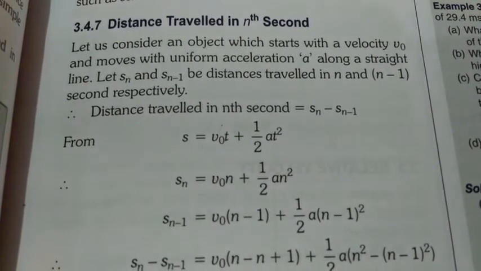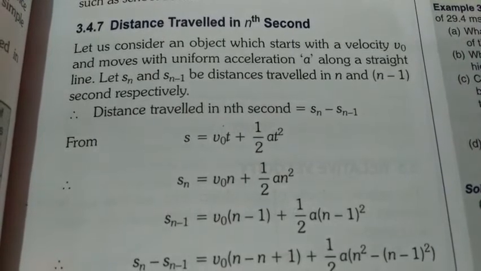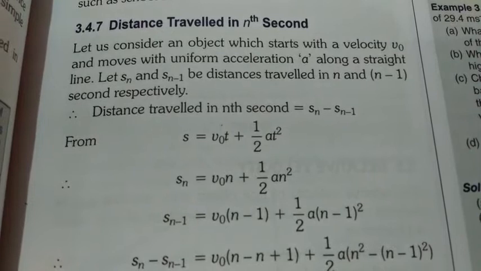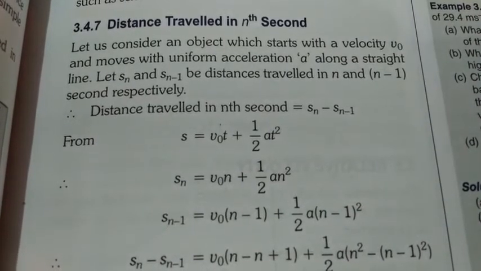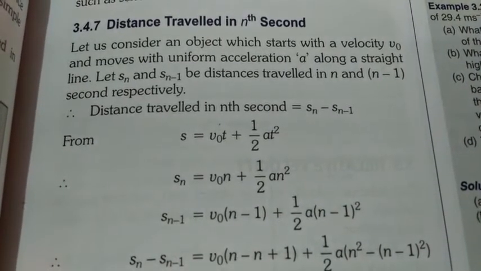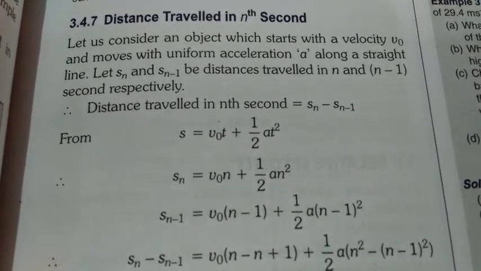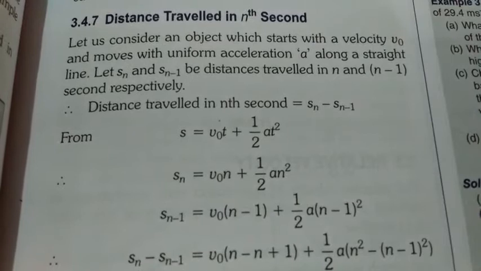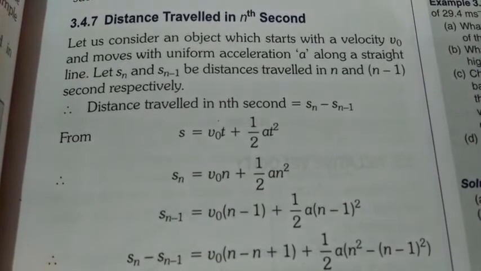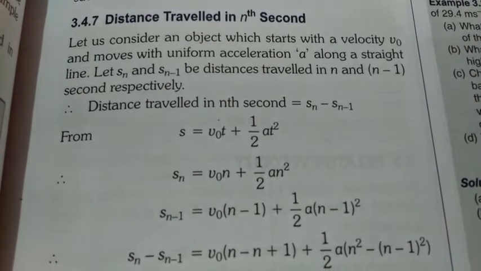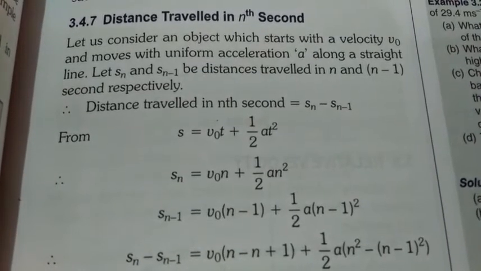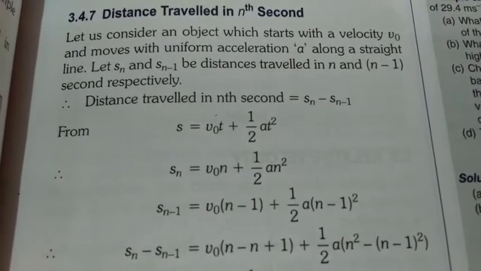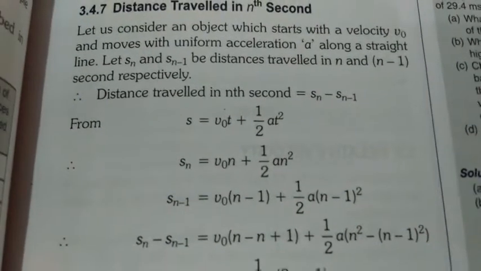Suppose an object has traveled a distance of 5 seconds. Before 5 second, what will come? 4 second. 4 second can be written as 5 minus 1. In a similar manner, if any object has traveled for n seconds, just before n, which second will come? It will be n minus 1 second. So now we are taking those two conditions, the last 2 seconds, n and n minus 1 second.